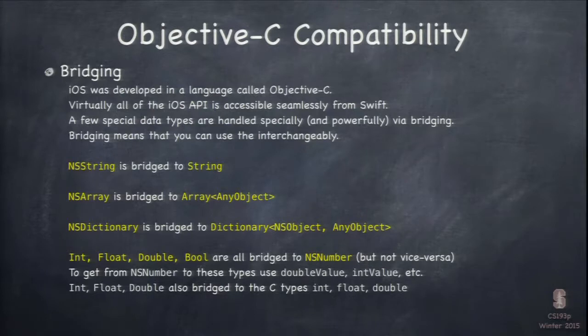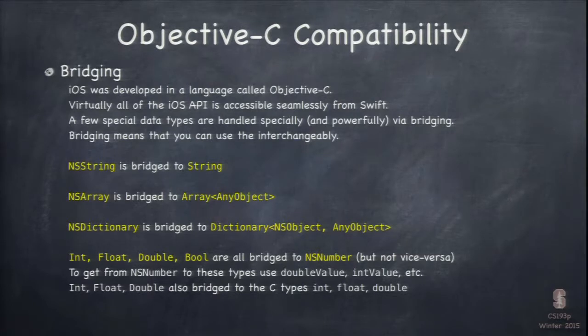NSArray, which is the old array, is bridged to array of AnyObject. Okay, so anytime you see an array of AnyObject in an iOS API, it's because it was an NSArray before. Okay? Then NSDictionary is an interesting one. It's bridged to Dictionary where the keys have to be subclasses of NSObject, and the values are AnyObject. Okay? Now, you might think, oh, that's going to be a problem, and I'll explain a little bit why that's not in a moment. And then, of course, Int and Float, Double, Bool, they're all bridged to NSNumber.